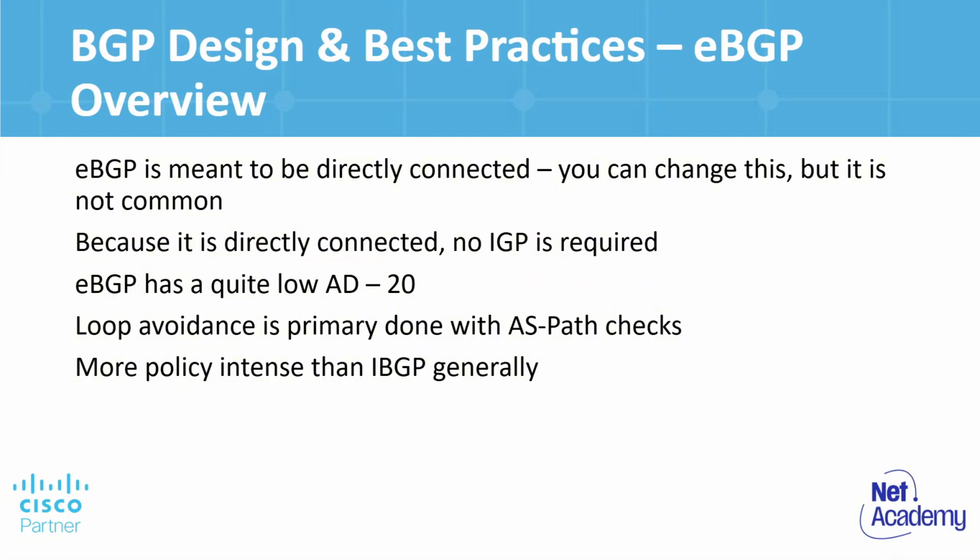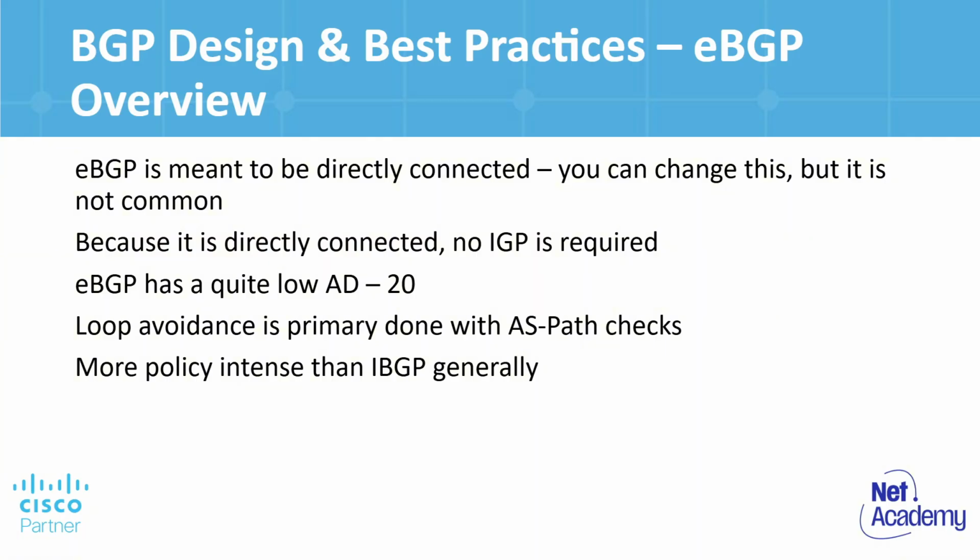So there's some specific differences in behaviors we want to take a look at. Number one, eBGP is meant to be directly connected. You could change this, but it's not very common, right? So what do I mean by that? I mean, in iBGP, when I have two neighbors, they are not necessarily directly connected. They need IP reachability to one another, but they don't need a cable that connects them. They don't need a shared network or shared interface or anything like that. In external BGP, we typically do want that sort of thing. We typically do want a directly shared network.